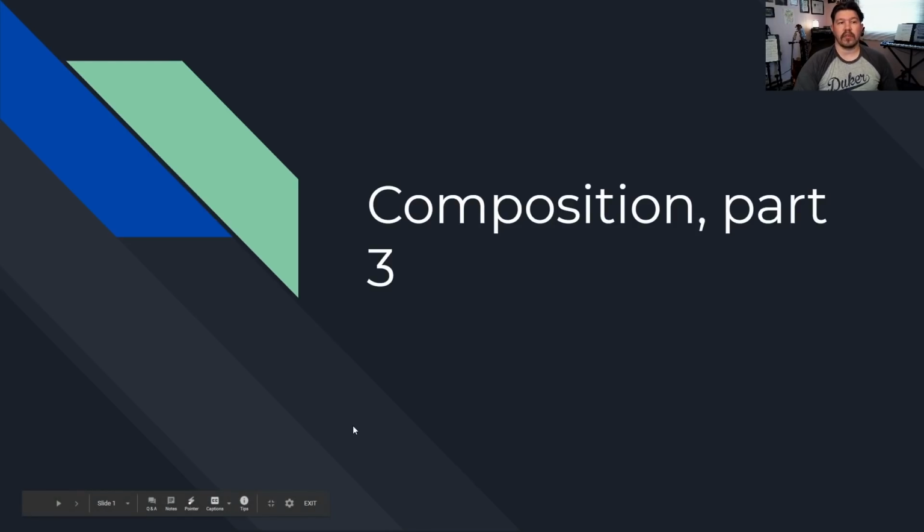We have our third part of our composition lesson, and we are going to be taking a look at how we're going to use our rhythm to create a song. So, you are still going to need that same rhythm that you created in part number two. And then we're going to discover how we can turn that from a rhythm into an actual song.